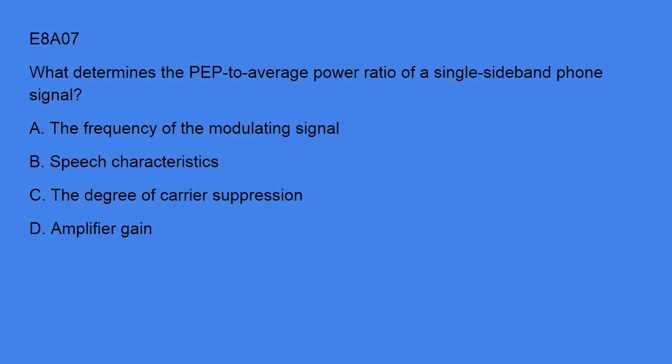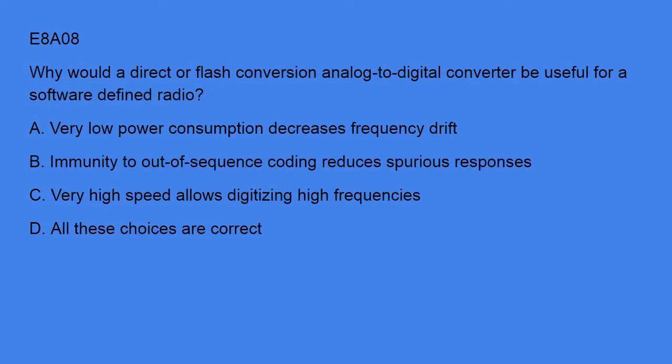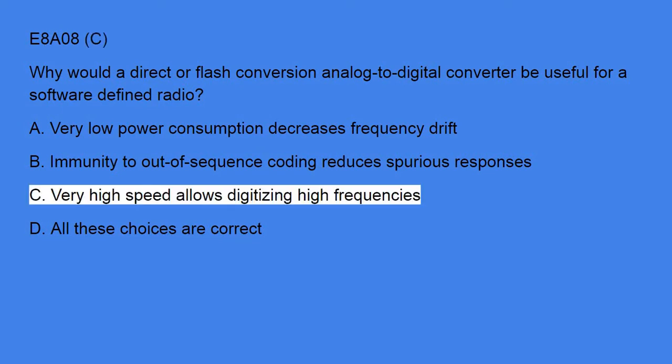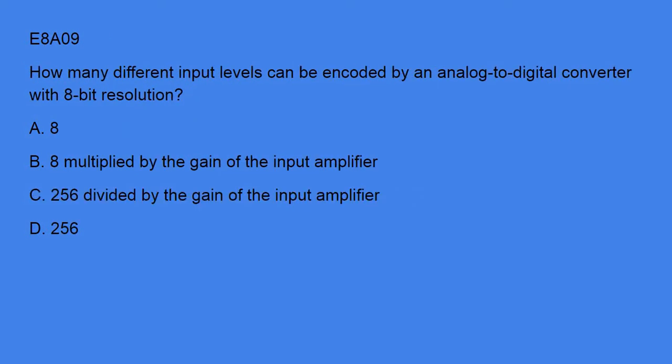E8A07, what determines the PEP average power ratio of a single-sideband phone signal? That answer is speech characteristics. E8A08, why would a direct or flash conversion analog to digital converter be useful for software-defined radio? Very high speed allows digitizing high frequencies. E8A09, how many different input levels can be encoded by an analog to digital converter with 8-bit resolution? That answer is 256.